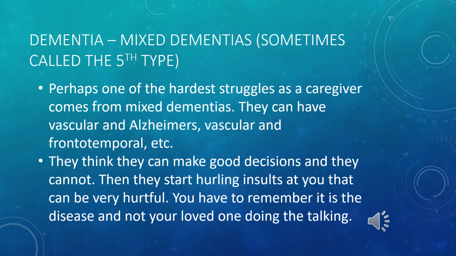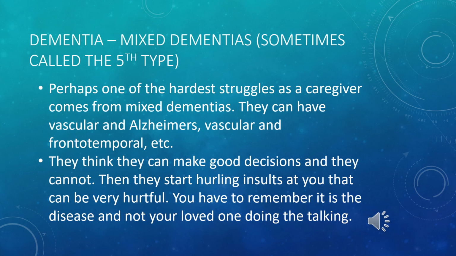So the problem that makes it so difficult to be able to handle these patients as a caregiver is they think they can make good decisions. They think their judgment is sound. They don't realize that there is a problem with decision making. And when they do realize there's a problem with their decision making, they get very defensive, and they start with the name calling and the insults and everything that can be very hurtful to you as a caregiver.